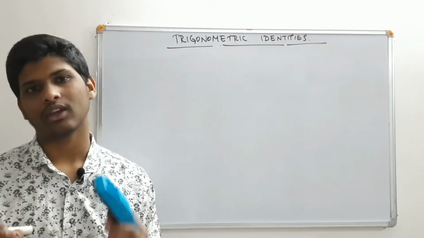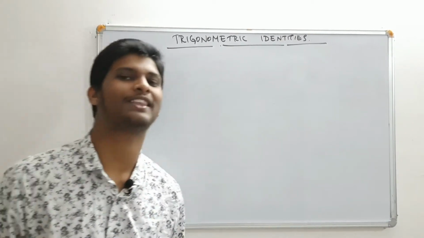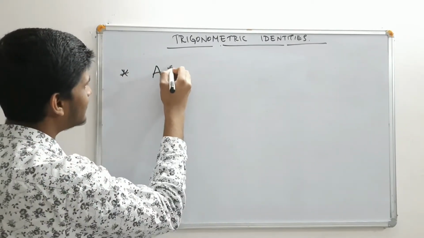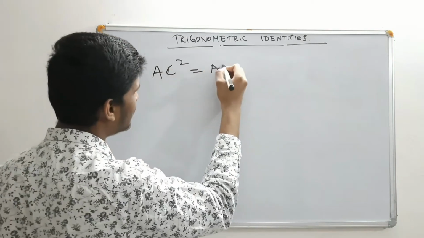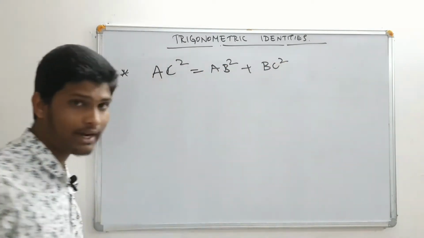So before deriving, you should know one thing. Do you know Pythagoras theorem? Yes, you should know that. So what does Pythagoras theorem state? It states that AC square is equal to AB square plus BC square, right?